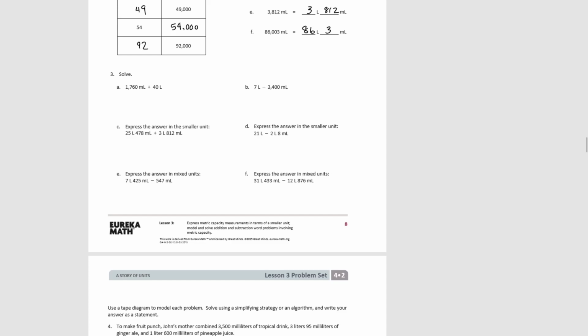Okay, pause the video and use one of the strategies to find the sum for 3A.